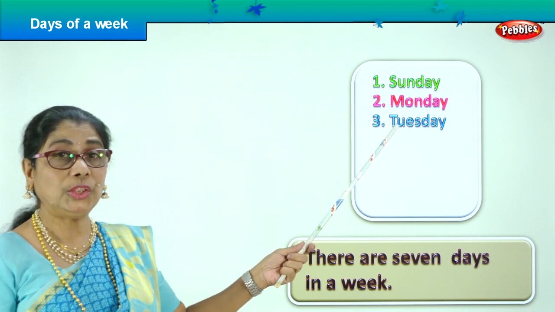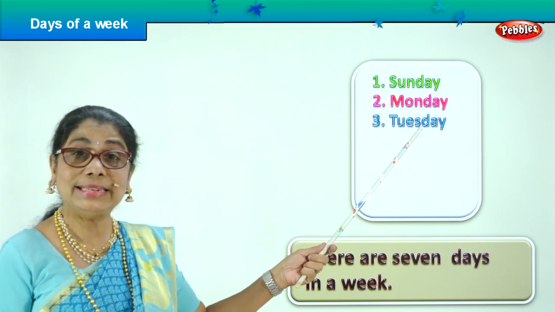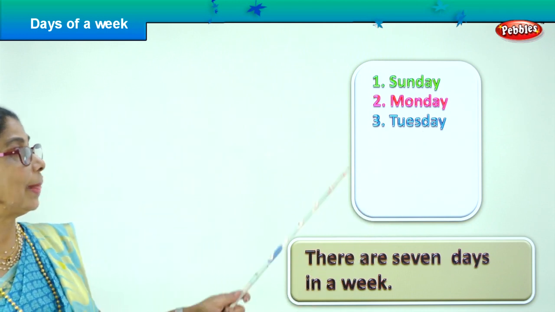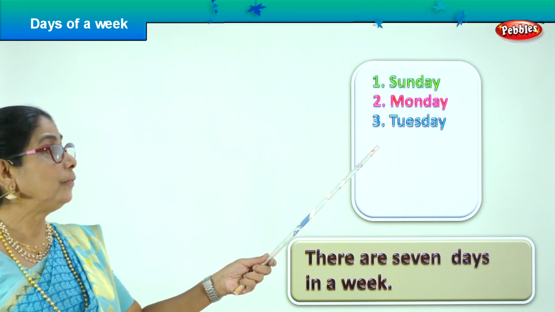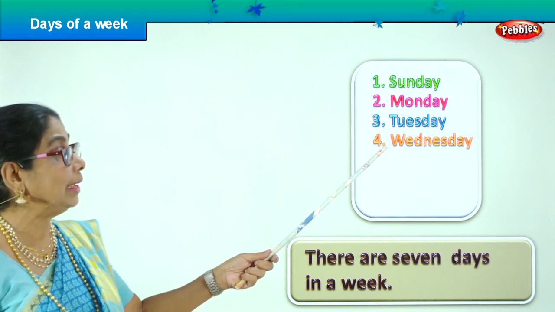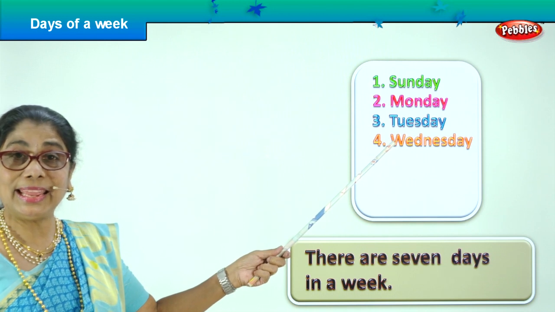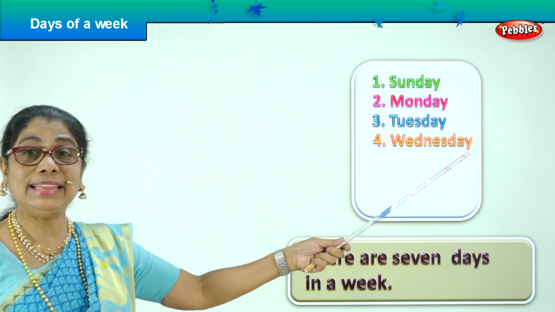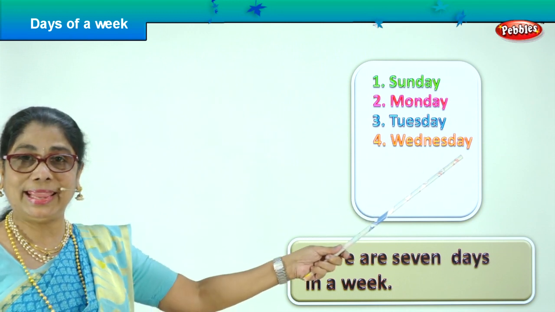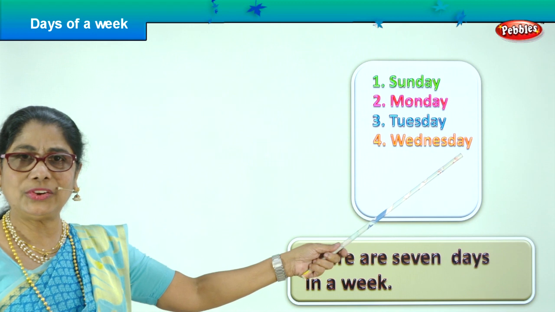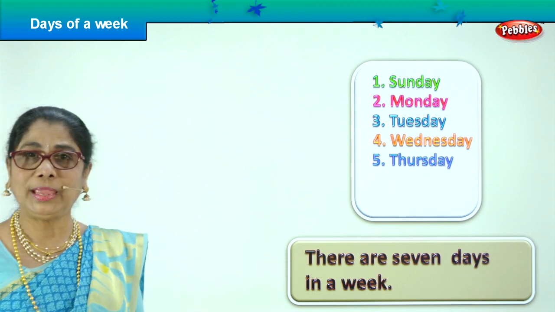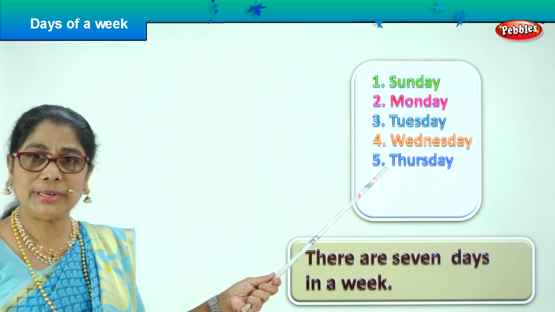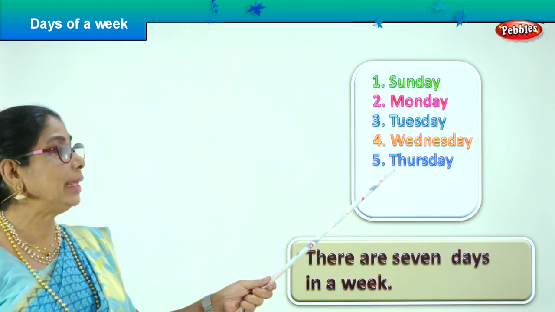Spell. T-U-E-S-D-A-Y. Tuesday. Good. Next, the fourth day of the week is Wednesday. W-E-D-N-E-S-D-A-Y. Wednesday. Good. That's the fourth day of the week. The fifth day of the week is Thursday. Spell Thursday.